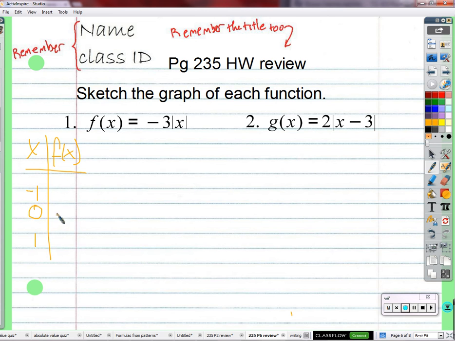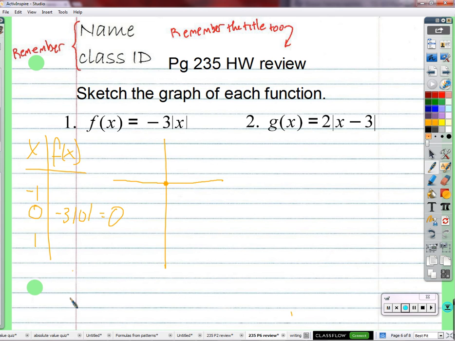That's all it is. Okay, so negative 3 times the absolute value of 0. The absolute value of 0 is 0. So negative 3 times 0 is 0. So we have 0, 0. And I know that point is what point? We go off of the vertex. It's called the vertex.